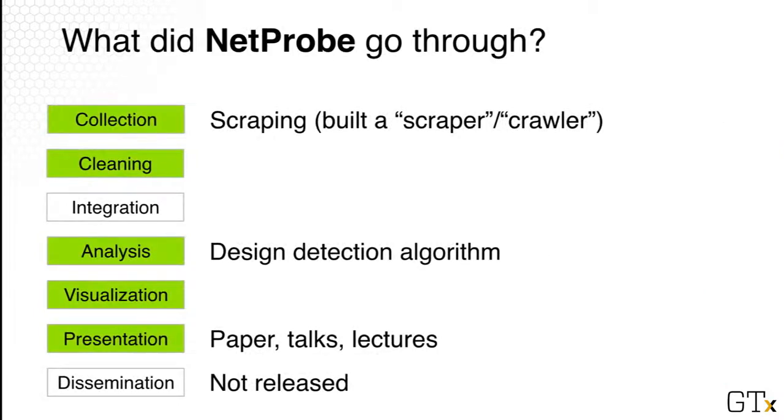And so on. So what did NetProbe go through? Which building blocks did it go through? We needed to do a lot of scraping from eBay, so data collection. Because of that, we also needed to do a lot of cleaning. All the data came from eBay, so we did not need to do data integration. But we spent a lot of time on the analysis, specifically on designing the detection algorithm using belief propagation. And you just saw we have a visualization to help people understand the detection results.